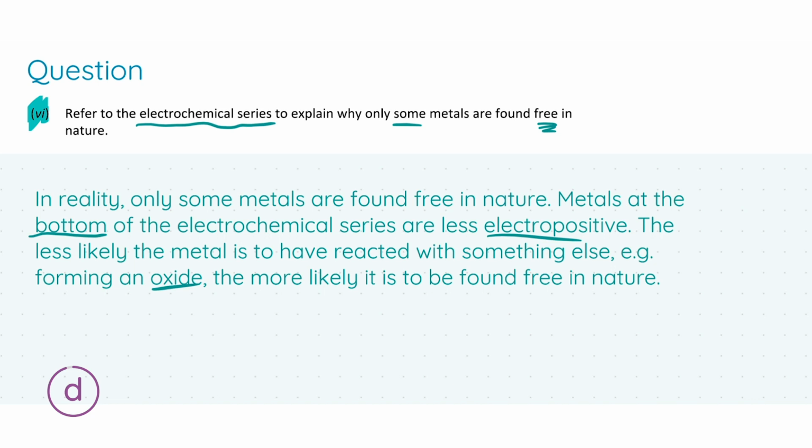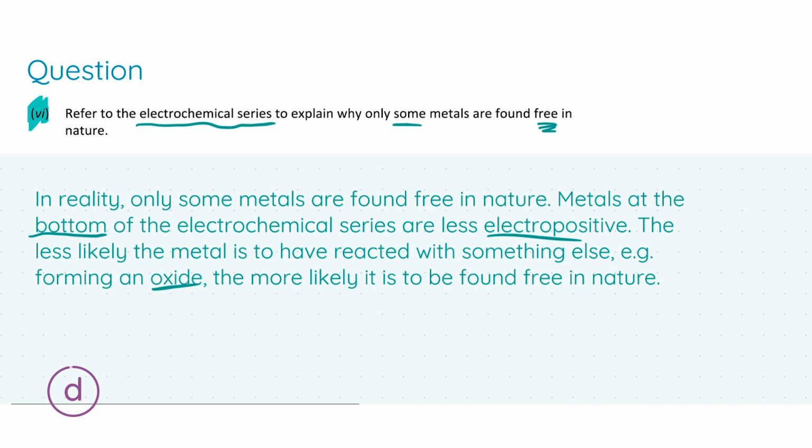In this case, I approached it looking at the electrochemical series and how metals at the bottom are less electropositive. But another way you could say this is metals lower down the electrochemical series are more difficult to oxidize, or they're more easily reduced. And these both basically accomplish the same answer. Either way, it's just explaining how the less likely the metal is to have reacted with something else, the more likely it is to be found freely in nature.